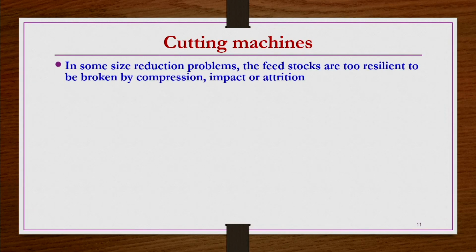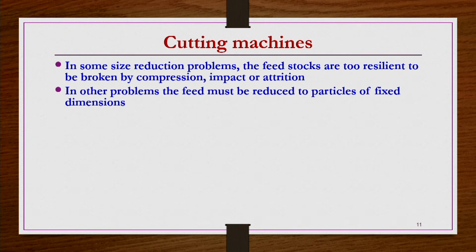In some size reduction problems, the feed stocks are too resilient to be broken by compression, impact or attrition. That is quite possible depending on the nature of the feed, but often we have such feed stocks undergoing size reduction operation. Sometimes feed must be reduced to particles of fixed dimensions, that is also required depending on the situation. In some problems you need feed of definite fixed dimensions.